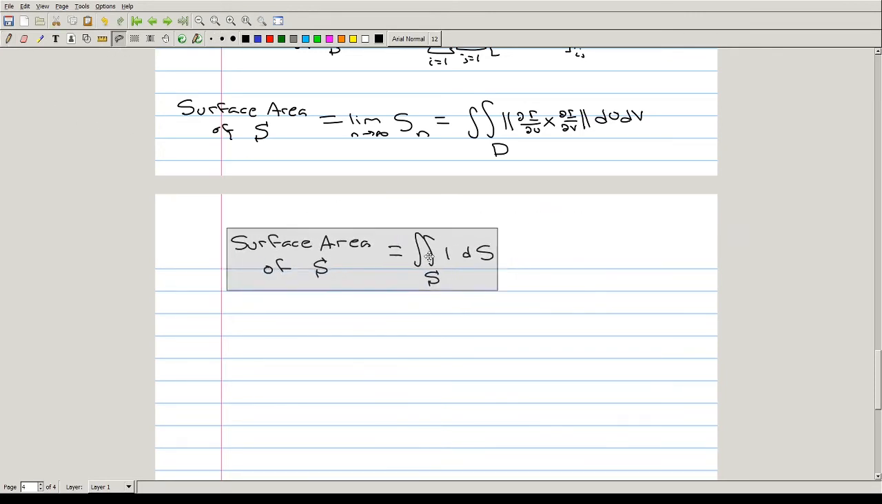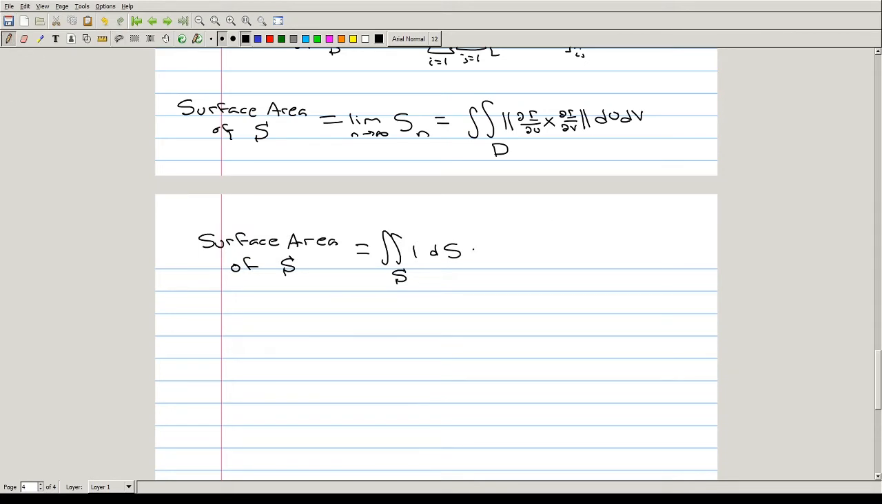We evaluate the surface integral by using the parameterization and transferring this to a double integral over D, where dS, sometimes called the surface area element, is the magnitude of the cross product of dr du, which is the tangent vector to the surface in the u direction, with dr dv, the tangent vector to the surface in the v direction. This is why this magnitude is popping up, because the surface is changing as u and v change, and the change in that surface area needs to be taken into account.